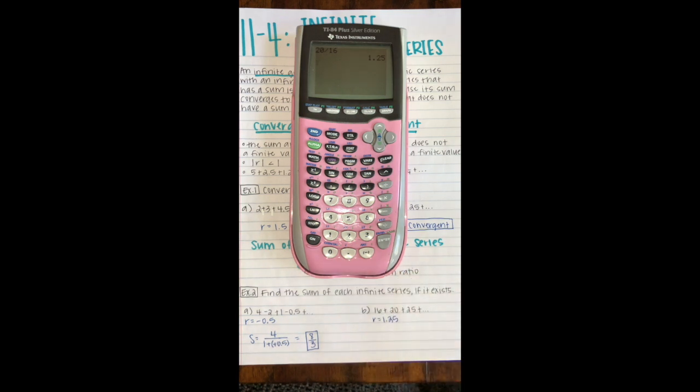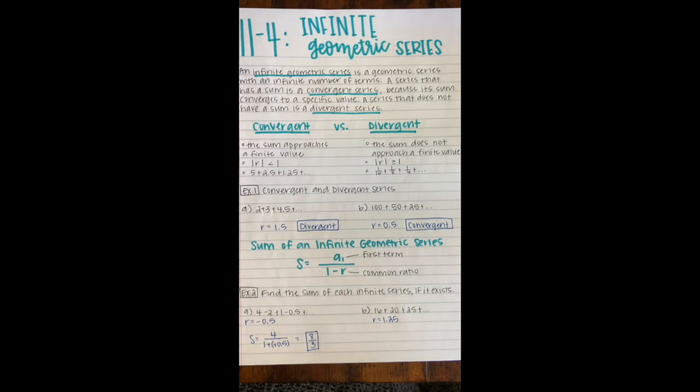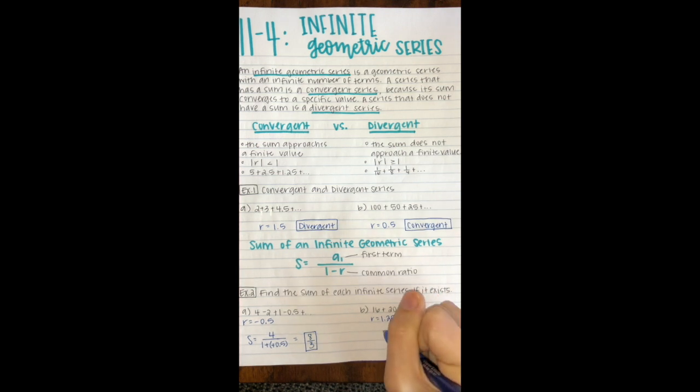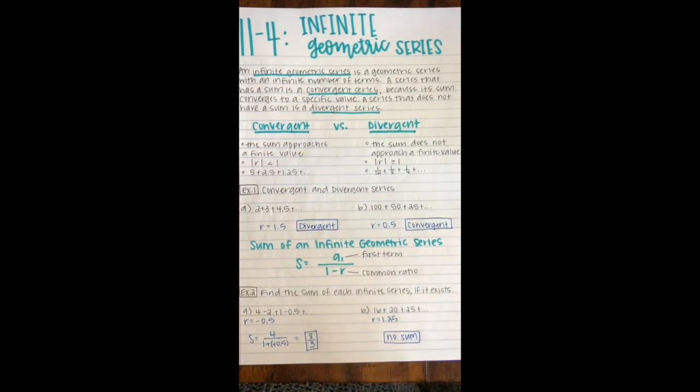Now, I already knew the answer, so I didn't stop before to talk about this part. So let me do it with this one specifically. If R is 1.25, that means it's divergent and it has no sum. So my answer is no sum. Now I want to show you this because the math would still work.